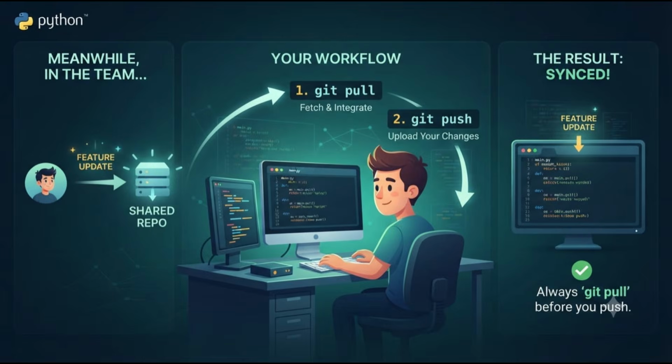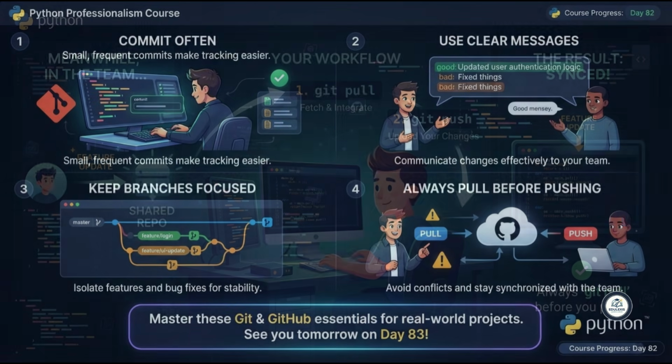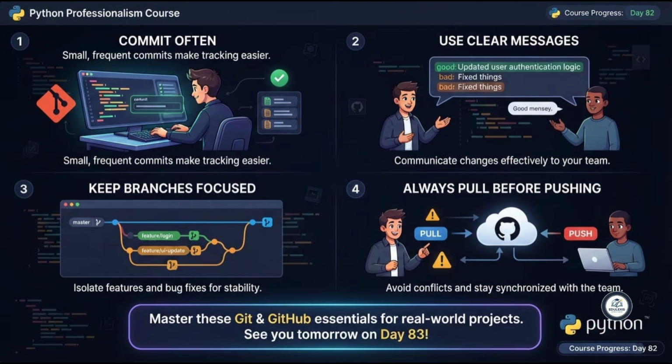When working in a team, others might push changes while you are working. Always git pull before you push. This fetches their updates and integrates them into your local copy, ensuring you're always working with the latest version of the code base. To wrap up: commit often, use clear messages, keep branches focused, and always pull before pushing.